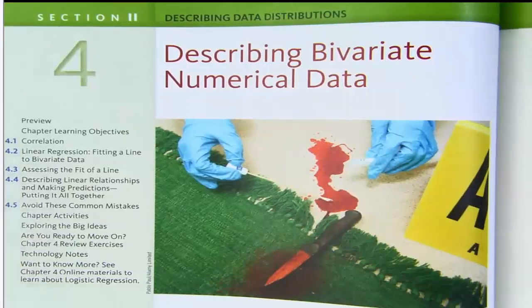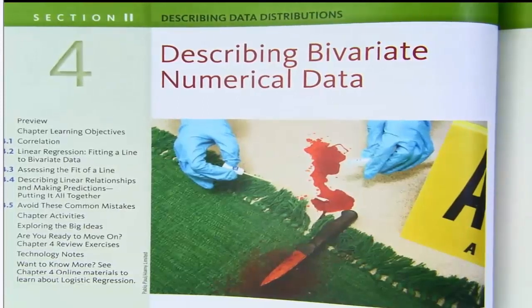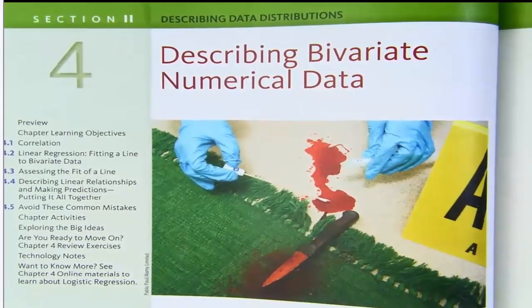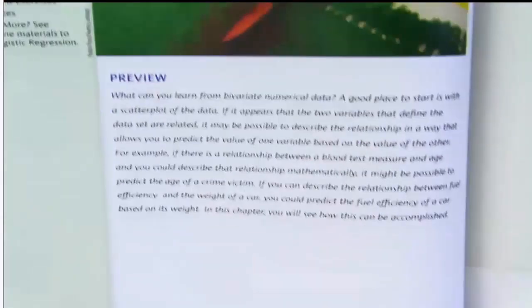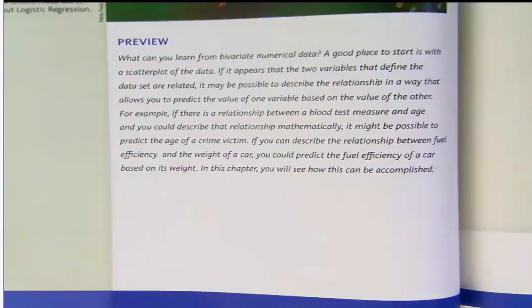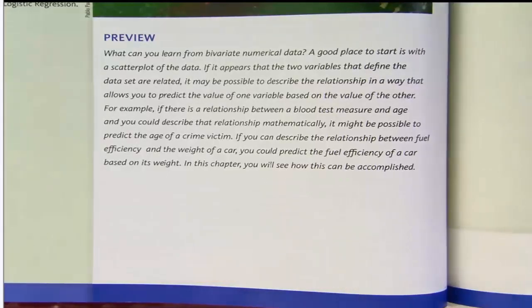If you take a look at the first page here, we've got a picture of a crime scene, and they've got a real good example here to help motivate the main topics of the chapter. Let's take a look at that right now. What can you learn from bivariate numerical data? A good place to start is with a scatter plot of the data.